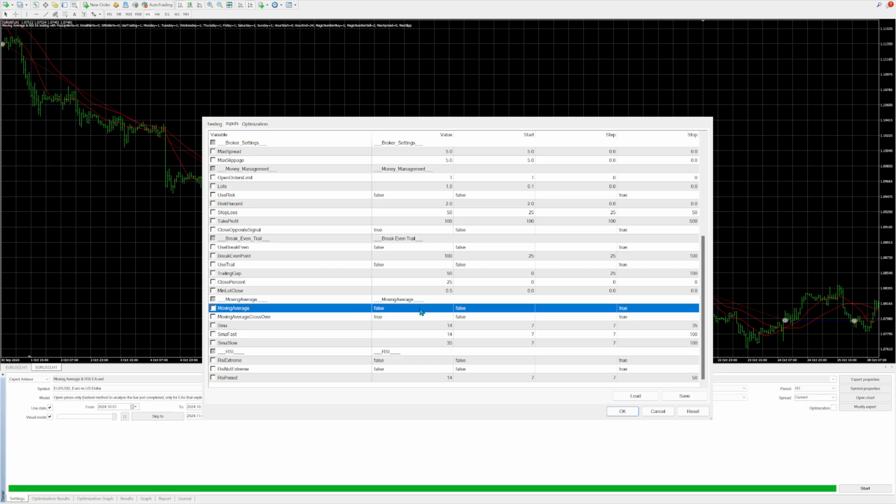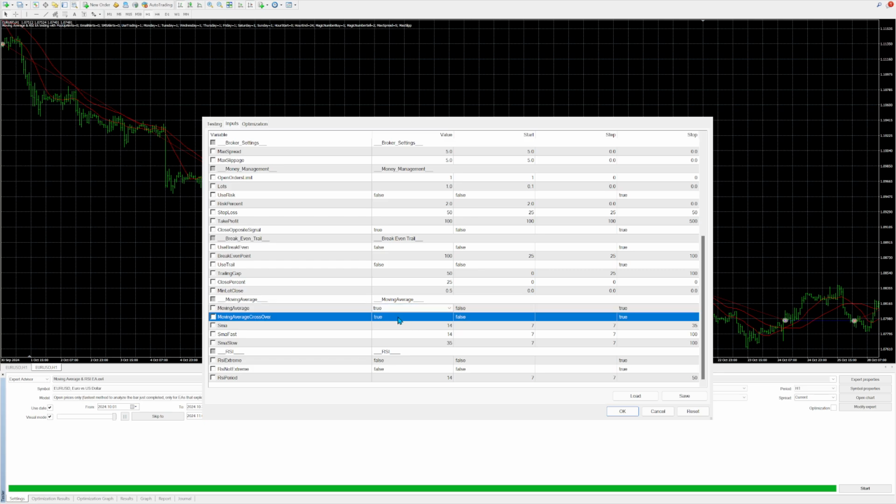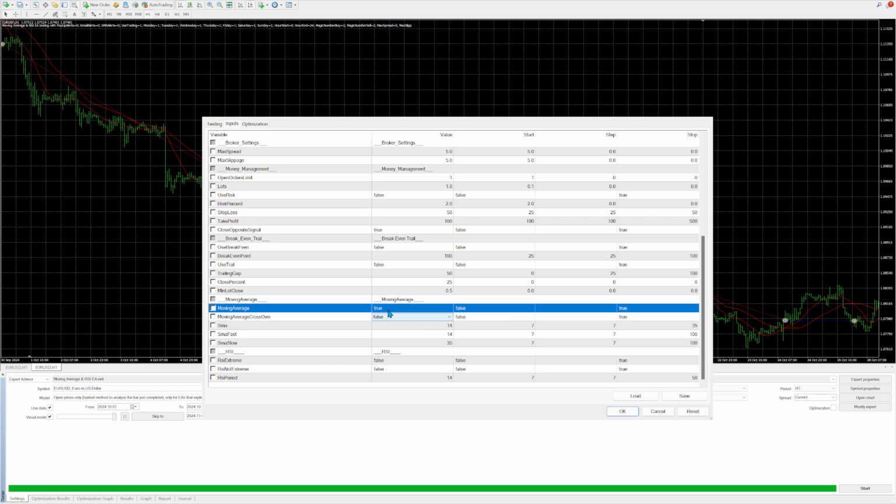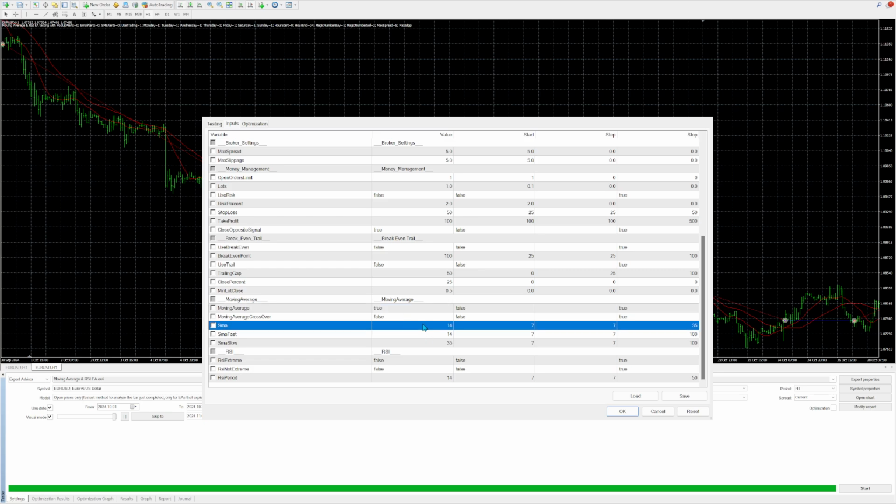If you set moving average to true, this will basically give you an alert or place a trade if price is above the moving average for a buy trade or below the moving average for a sell trade, and you can choose the moving average value there.